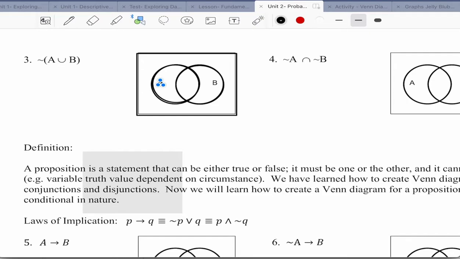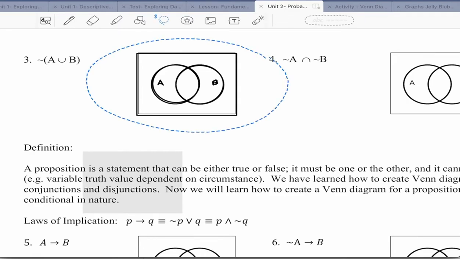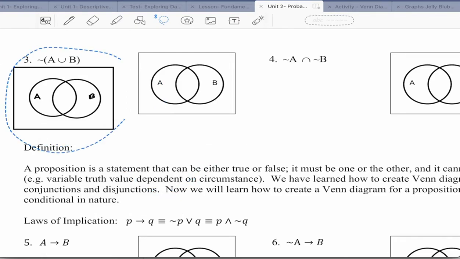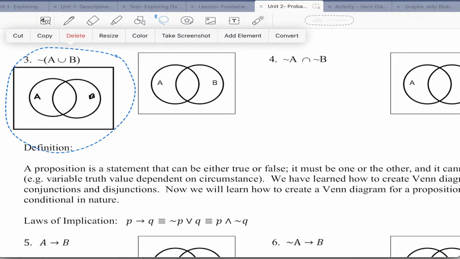Because I don't have the marker on. Wait, do we just do everything that's outside of the circles? Yeah, basically. All right. Just going to copy this so I have it locked up.